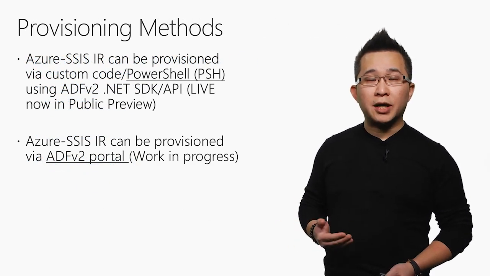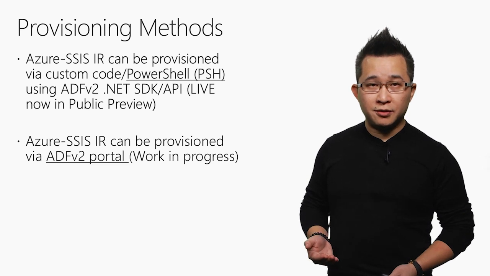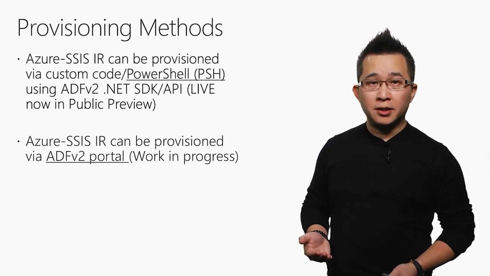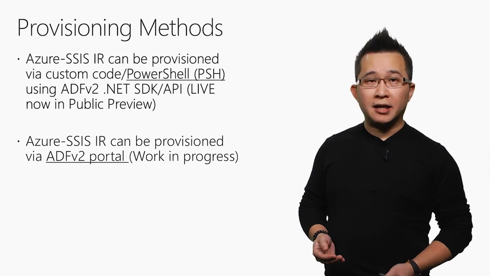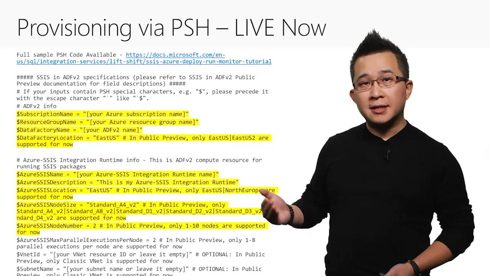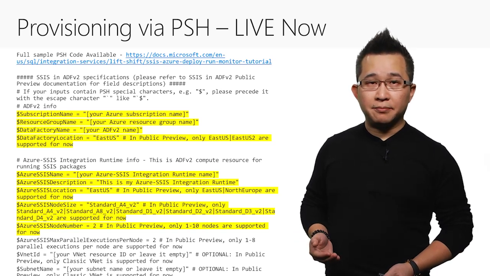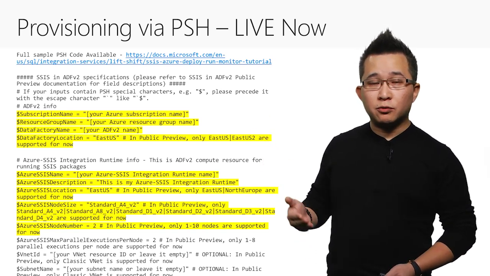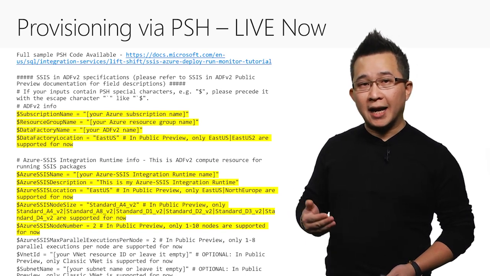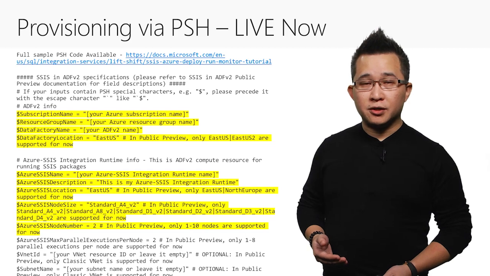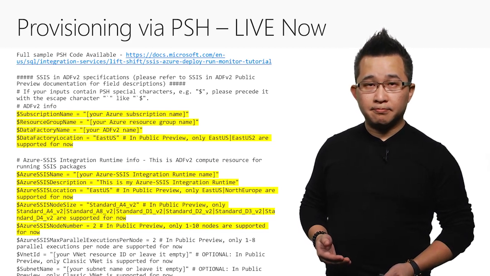Now let's look at how we can do the provisioning for this service. There are 2 ways you can do it. One is with a PowerShell script. Second, you can do it with the ADF v2 portal. This is a sample PowerShell script that you can download and use from MSDN. All you need to do is replace some of these parameters as highlighted, and you should be able to provision the service using the PowerShell script.